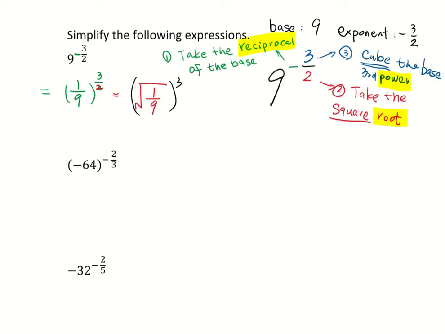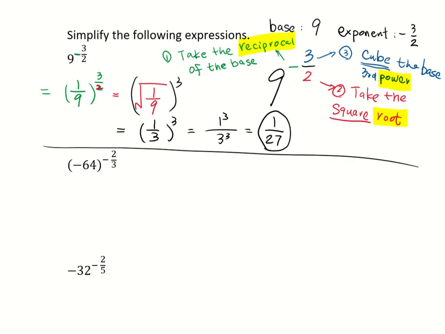Now let's do the calculation. So first, square root of 1 over 9 is 1 over 3. And then we'll cube 1 over 3. That is equal to the top cubed over the bottom cubed. So that's 1 over 27. This is the answer to the first expression.